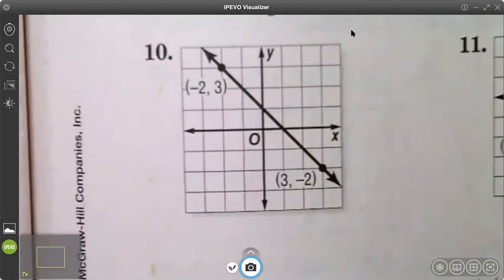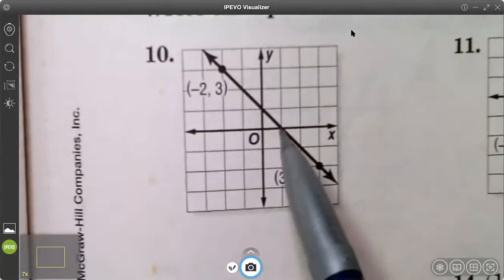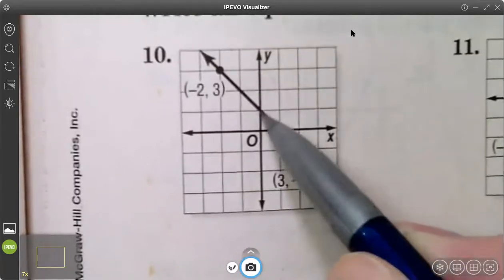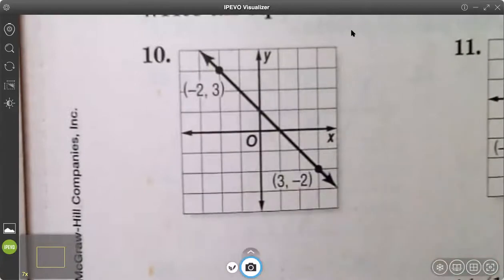Look at number 10. What is your x-intercept and what is your y-intercept? Your x-intercept is 1. The coordinate is 1 comma 0. What is your y-intercept? Your y-intercept is 1. Your coordinate is 0 comma 1.